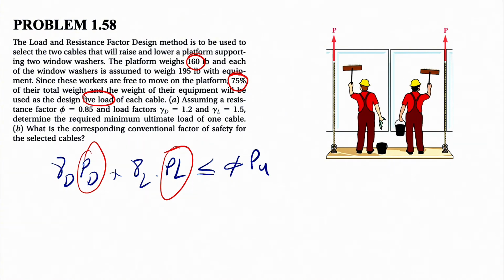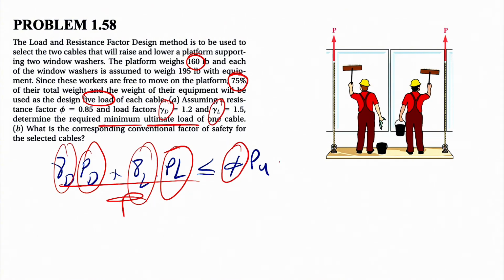So we have information about PL here. And because we have the weight of the platform, 160, that is supported by two cables, we have information about PD too. In the A part, we assume that the resistance factor phi is 0.85, so phi is known. We have gamma D and gamma L here, so these two are known too. And obviously we are left with one unknown, which is the ultimate force. So the question is asking for the required minimum ultimate load.